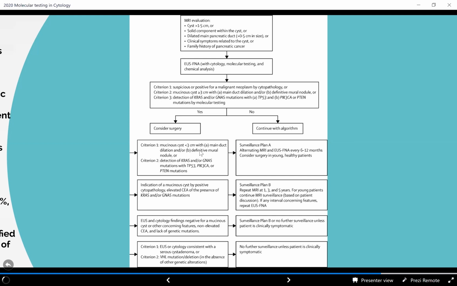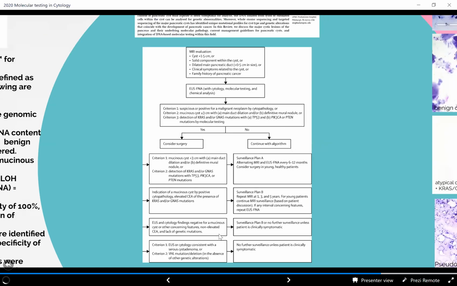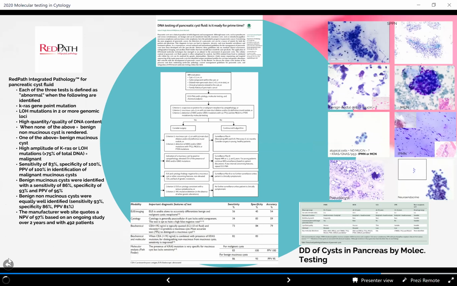So, let's see, if it has criteria 1 or 2, then you're going down this way, right? And then you have different plans for each one. And this is an example of how it is being incorporated into different things. And here we can have a quick overview of what we can look at. This is a solid pseudopapillary neoplasm, right?